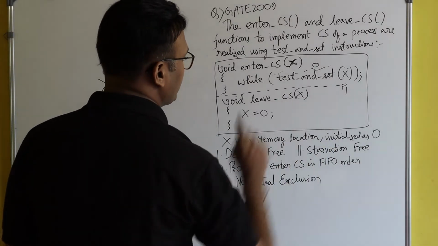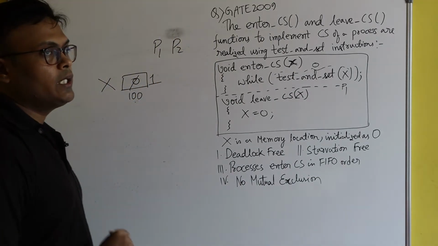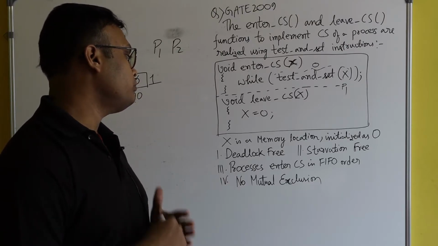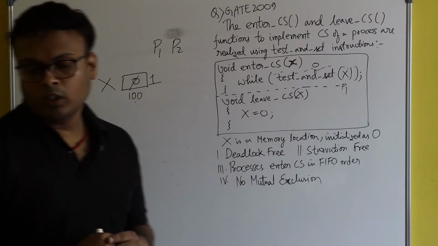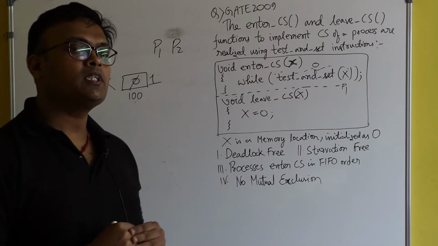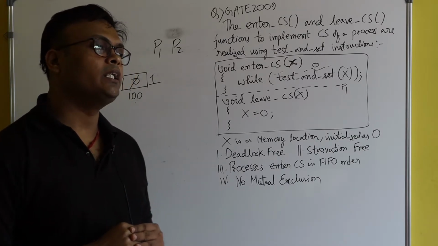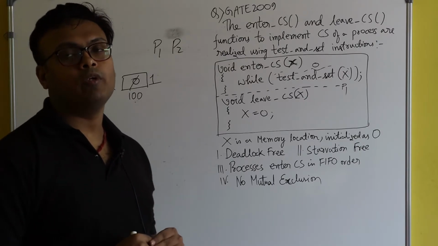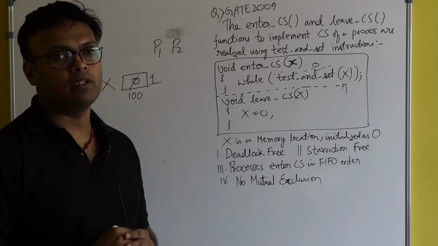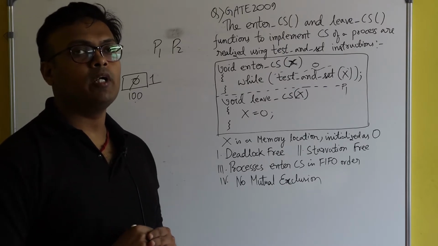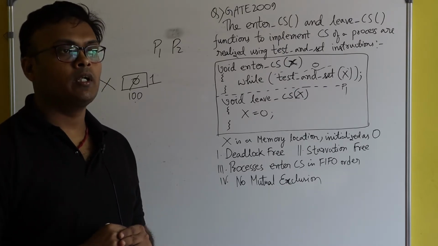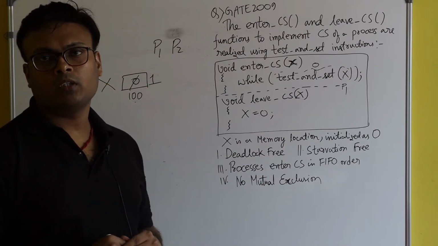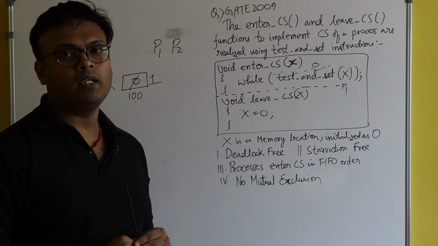Second option is starvation free. So test and set is starvation free. You just think. Okay, I tell you. You just remember from my previous lecture of test and set instruction that there is a bounded waiting problem. Actually, there is no bounded waiting in test and set instruction. So if there is no bounded waiting, it means what? There may be some process which may wait infinitely.